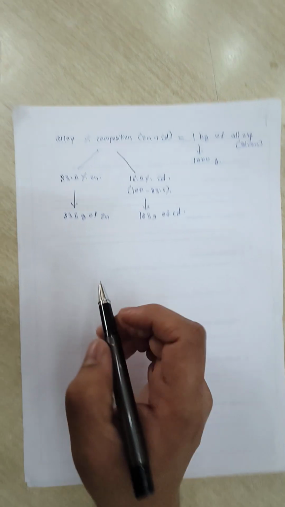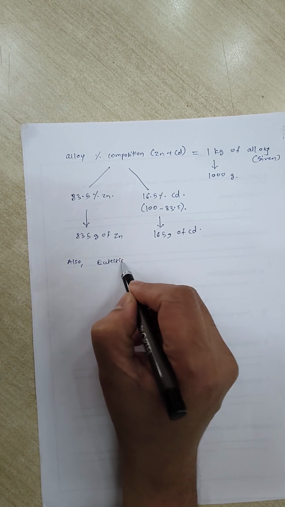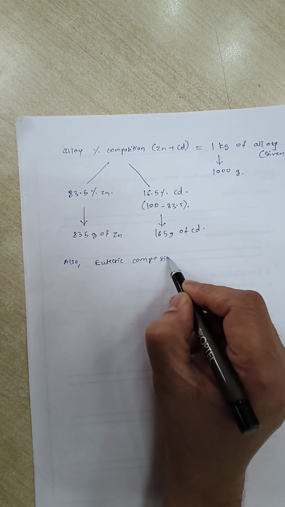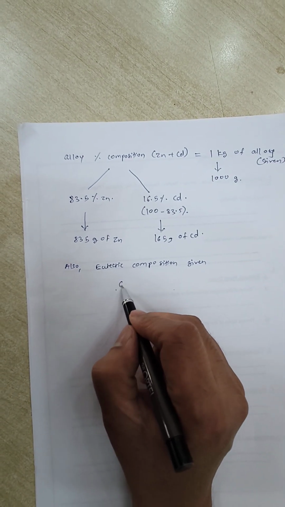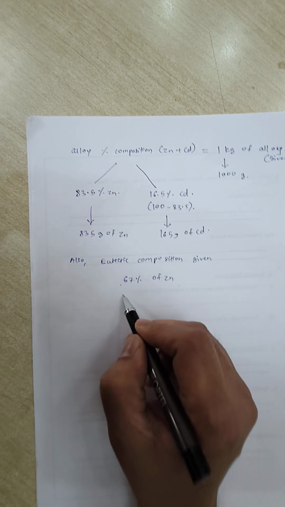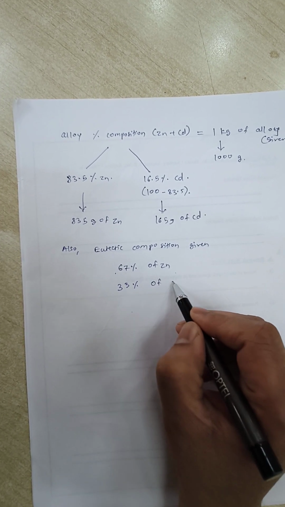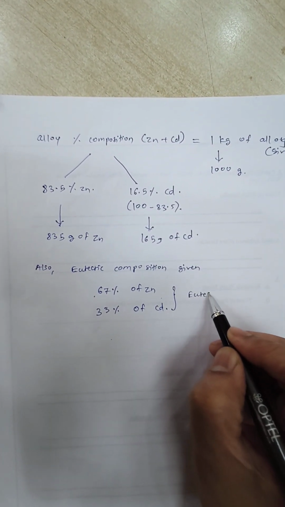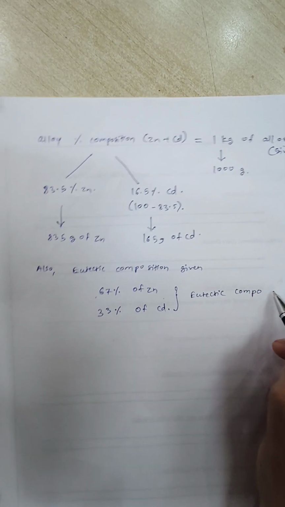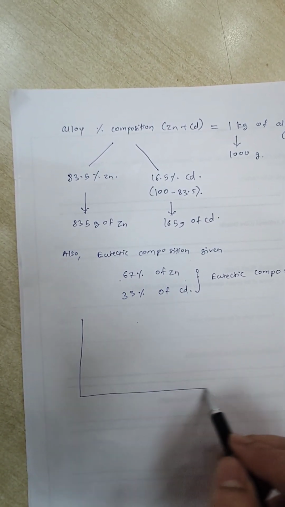Now what other things they have given: the eutectic composition is given as 67 percentage of Zn. So obviously the remaining 33 percentage is cadmium. So this will be the eutectic composition. Okay, if you want to draw a rough diagram, how will you draw?